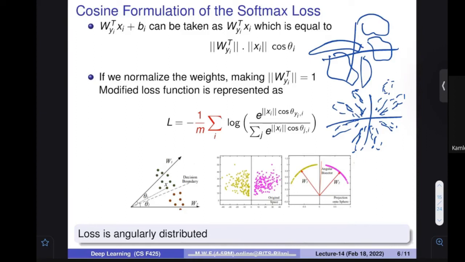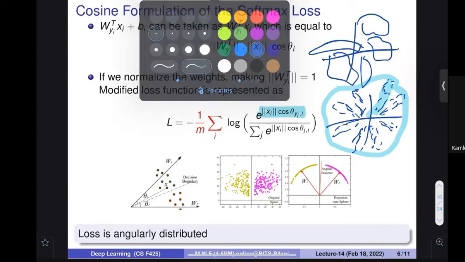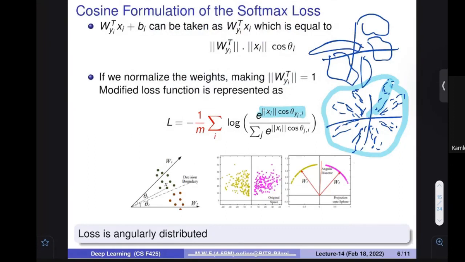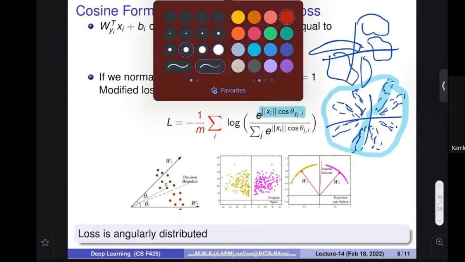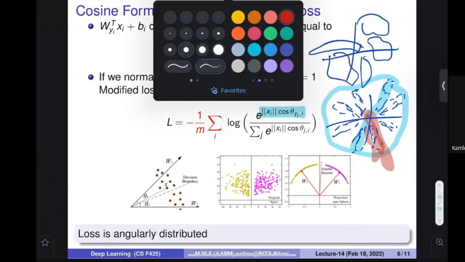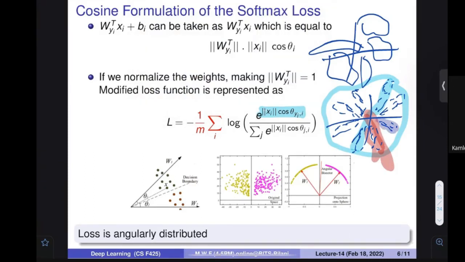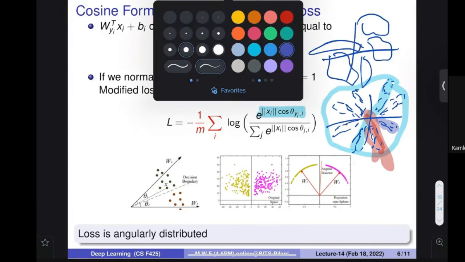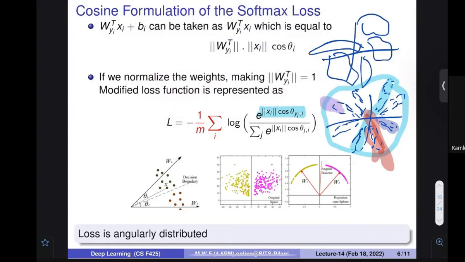Earlier features could be distributed in any particular way, but now because of this cosine formulation, my features are going to be distributed in this particular way. For one class, items are here. For another class, items are here. For some other class, the items are here. For another class, the items are here. For some other class, the items could be here, like that. They are distributed in the angular way only.